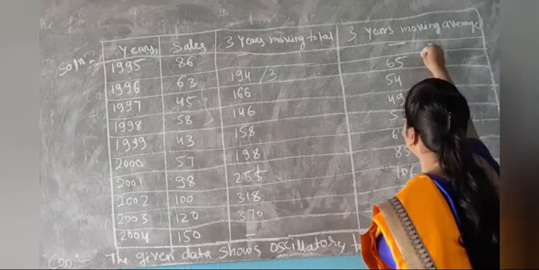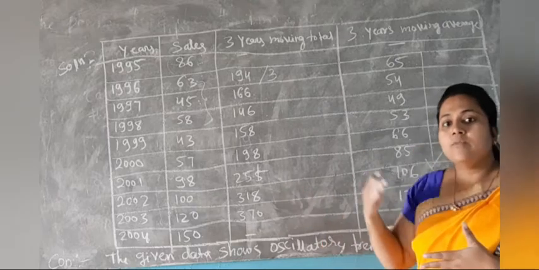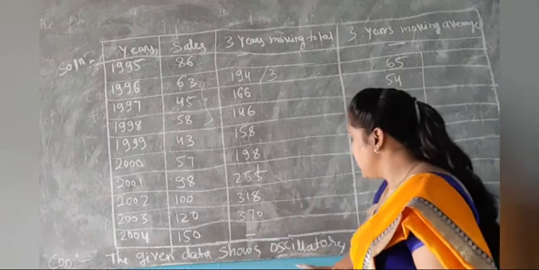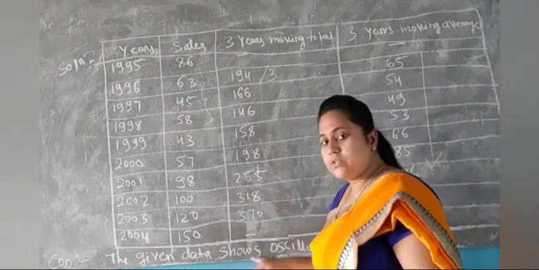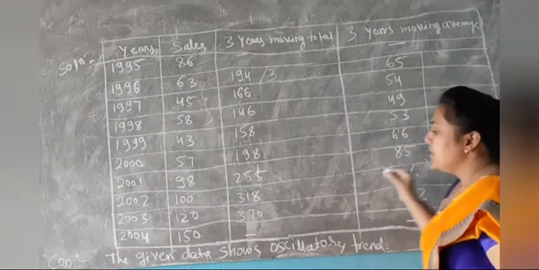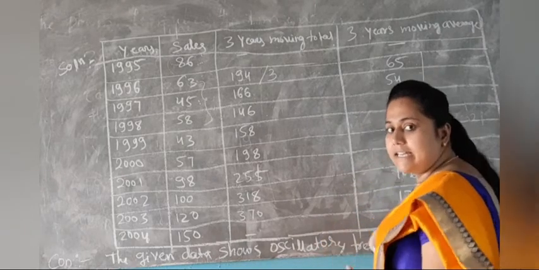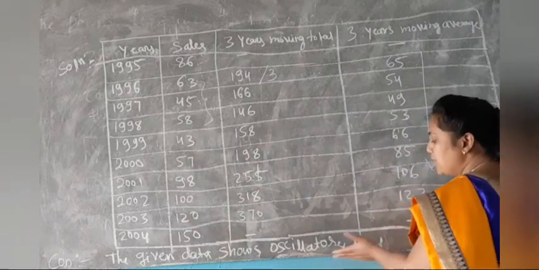If the averages are increasing and then moving downwards, we have to write oscillatory. The given data shows an oscillatory trend. If it is only increasing, we write the given data shows an upward trend. If it is decreasing, we write downward trend.